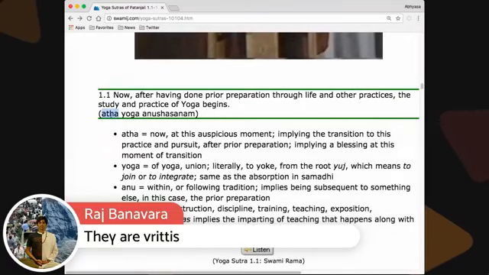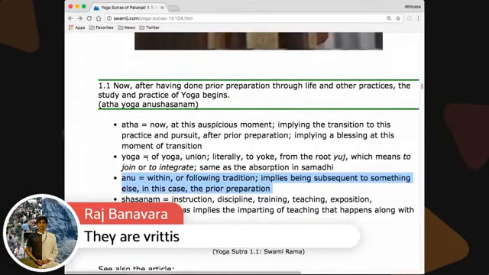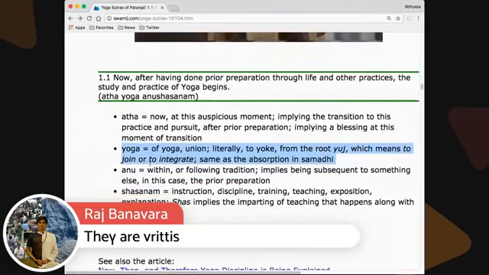Key word there is atha. And anushasanam is the person now is within, following tradition, yoga. Yoga.